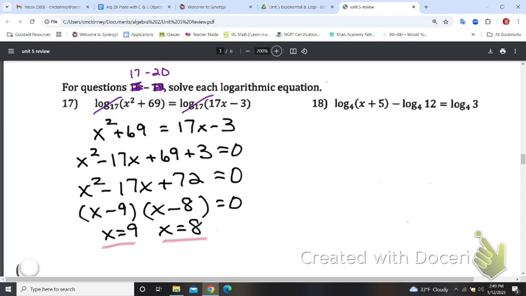So over here, condense the logs. You can only drop them when you're down to 1 on each side. So if I condense, I have log base 4, and then I'm going to multiply these, but I'm going to distribute. So 12x plus 60. Oh, I'm not going to multiply them. My bad. Shoo. And I'm not going back to get rid of my mistake.